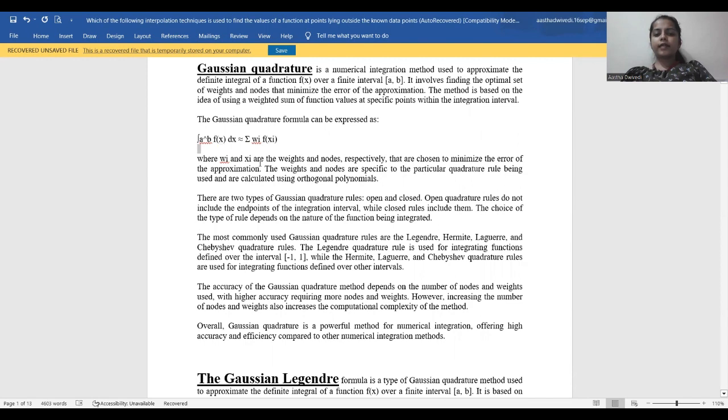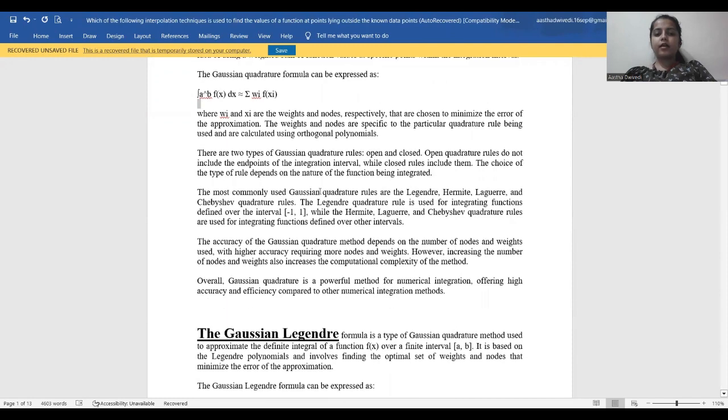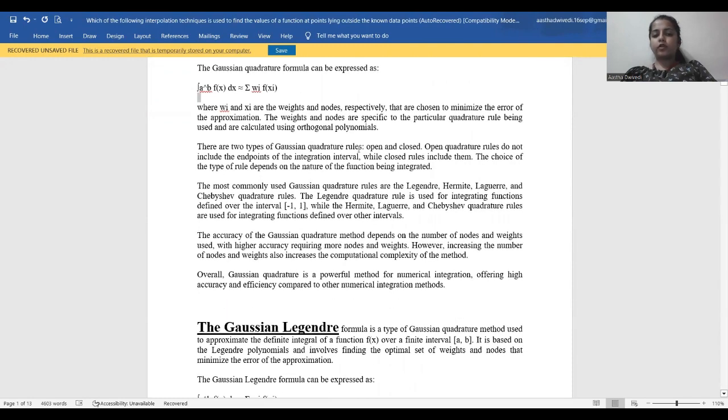where Wi and Xi are the weights and nodes respectively that are chosen to minimize the error of approximation. The weights and nodes are specific to a particular quadrature rule being used and are calculated using orthogonal polynomials. There are two types of Gaussian quadrature rules, open and closed. Open quadrature rules do not include the endpoints of the integration interval, while closed rules include them. The choice of the type of rule depends on the nature of the function being integrated.